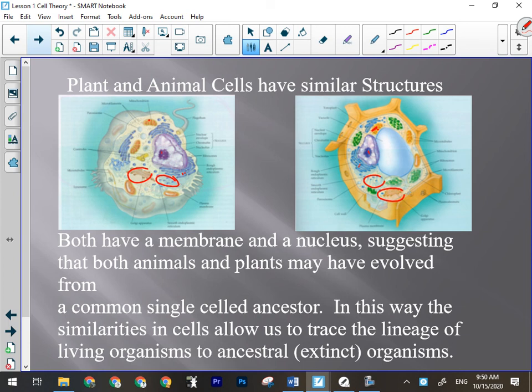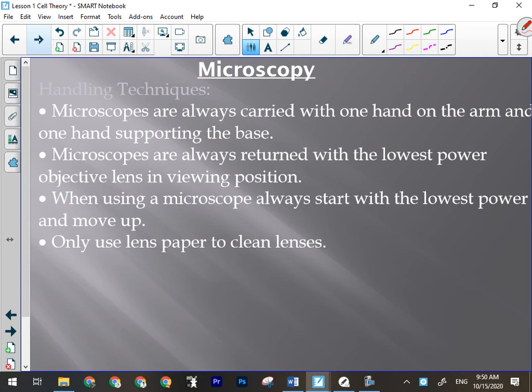Animal cells have little organelles called lysosomes that digest food. They break it down into amino acids and sugars and things like that, which can then be used for energy, whereas obviously the plant just makes the sugars directly. So there are some similarities, some differences, but for the most part, they have far more in common than what they have different. So that's why we believe this common single-celled ancestor idea.